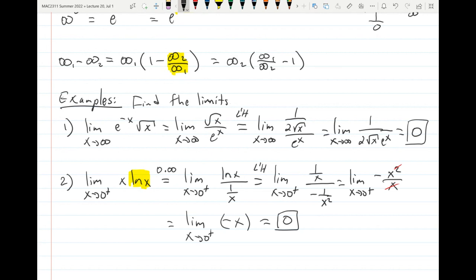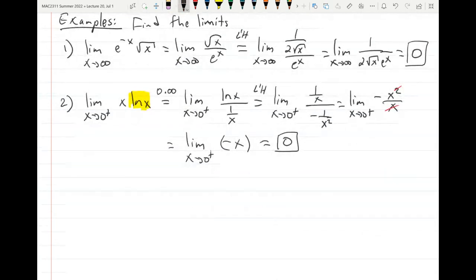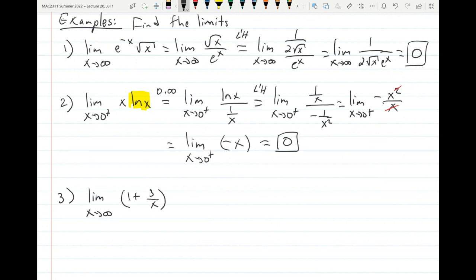Now let's move to the exponential ones. These are the ones that are a little bit more algebraically involved. Okay, so let's do the limit as x approaches infinity of 1 plus 3 over x to the 5x. So notice that this is, so what is this? When x approaches infinity, 3 over x is 0, so that's going to be 1 to the infinity. Okay, so let's activate the process.